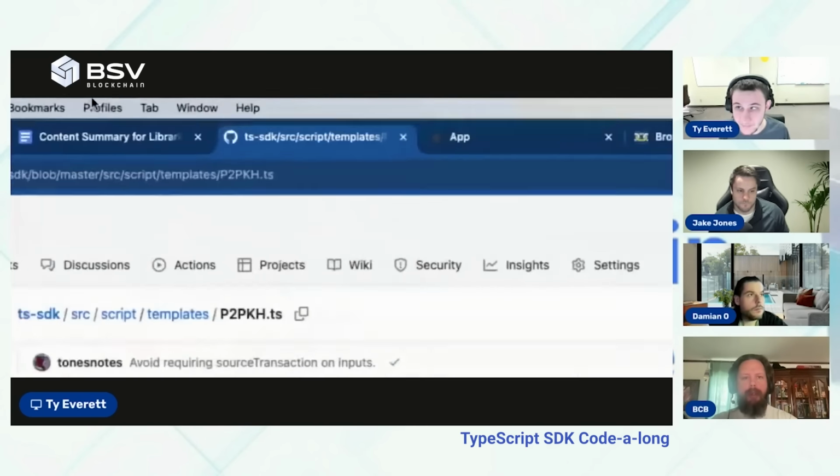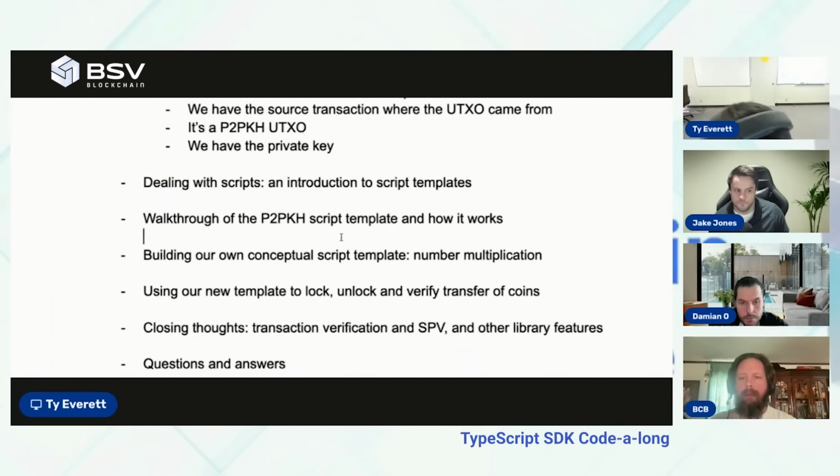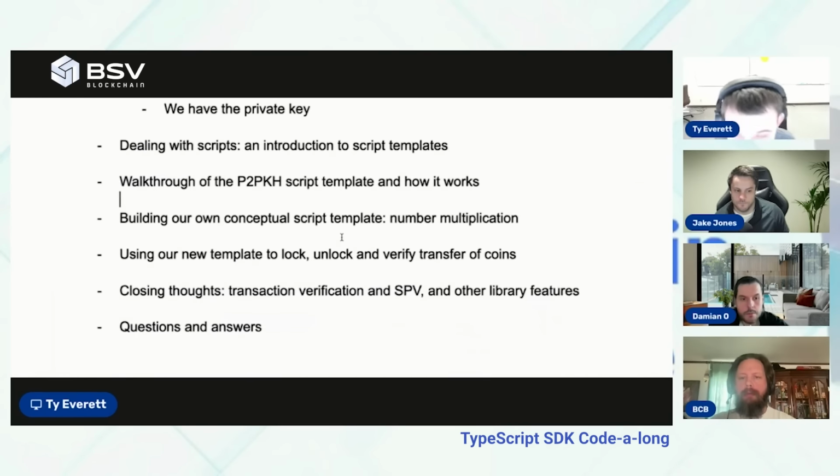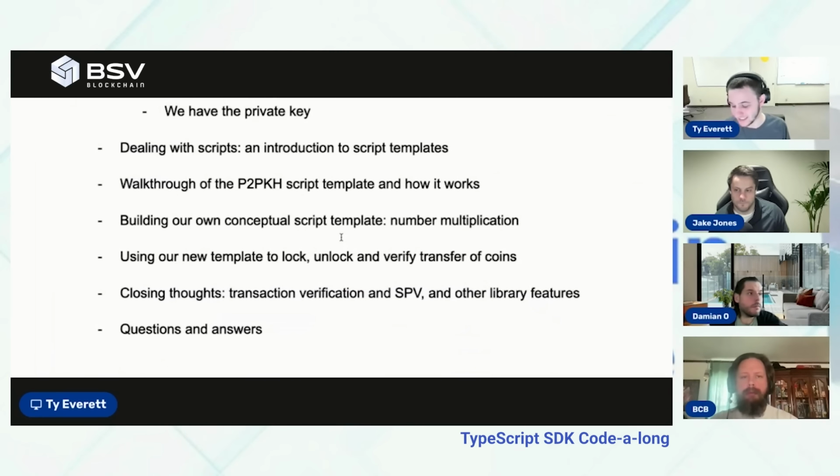The idea that I had was just to do number multiplication. So it's like, okay, well, we could say that the locking script is going to say, what times 7 equals 42, and then the unlocking script is going to say, well, 6 times 7 equals 42, right? And then if it provides the correct answer, then the UTXO is unlocked and our transaction is allowed to succeed.